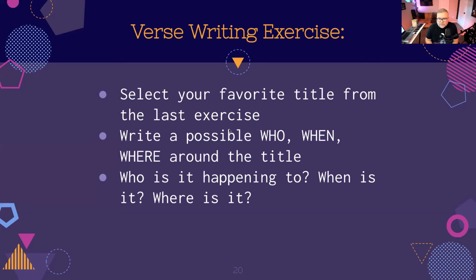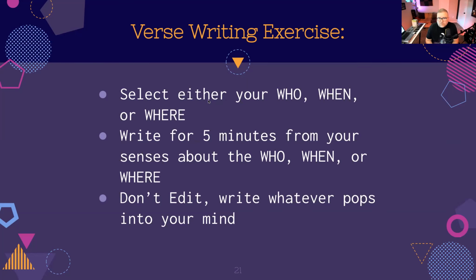All right, so hopefully you have at least a who, a when, or a where, one of the three. So the next step then, once you have those, is to take one of those, or you could combine them, and use your who, when, and where, and then we'll write for another 5 minutes from our senses about that who, when, and where. So this is where we start to use the sensory-based free writing that we have practiced before to write about a who, when, and where of our song.